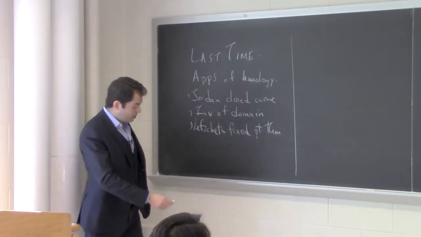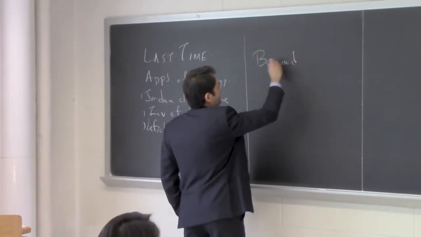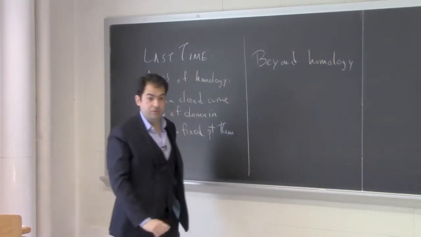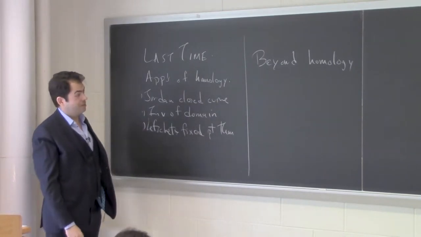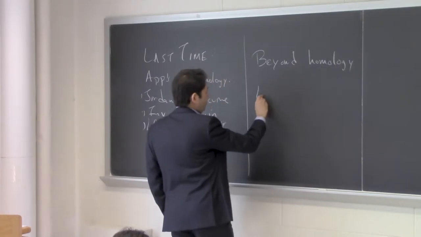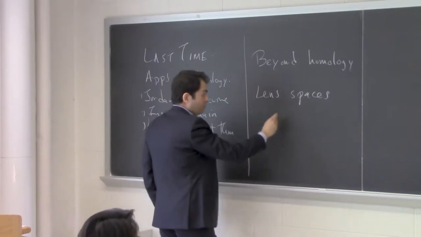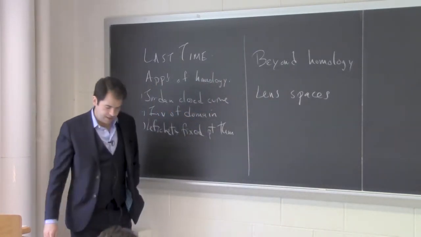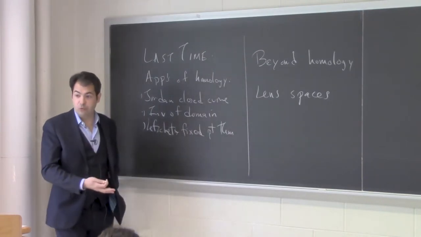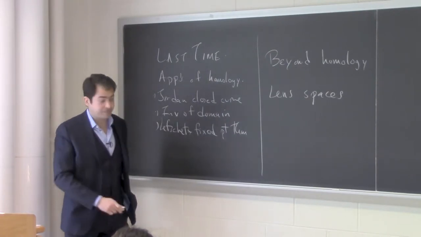Great, so what I want to talk about today is what can you do beyond homology? Or what do you do if homology fails? Right, so I want to tell you what happens in one example. So lens spaces. Lens spaces were introduced by Tietze in 1908. This was very early in the story of topology. And the idea was to have some spaces where you could actually compute things so that you could test out your invariants to see how good they were.